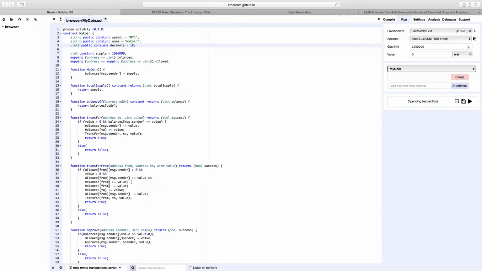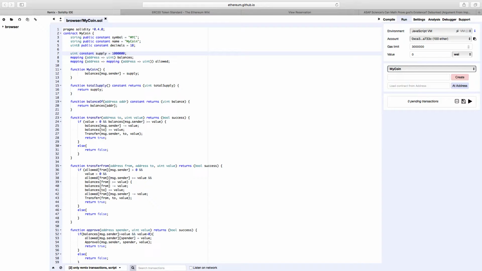It could be 3, it could be 5, whatever you want it to be, however you would like to break up the denomination. With fiat currency, it's basically 100. For example, 100 cents make up $1. So the decimals would be 2 for fiat currencies.